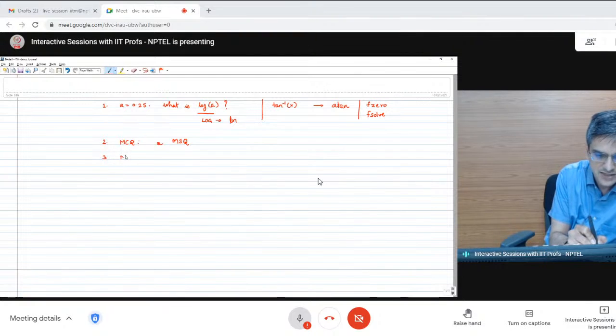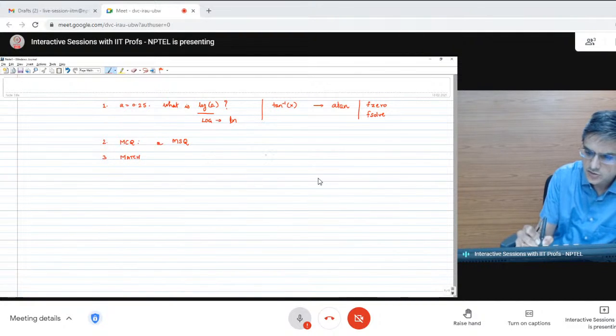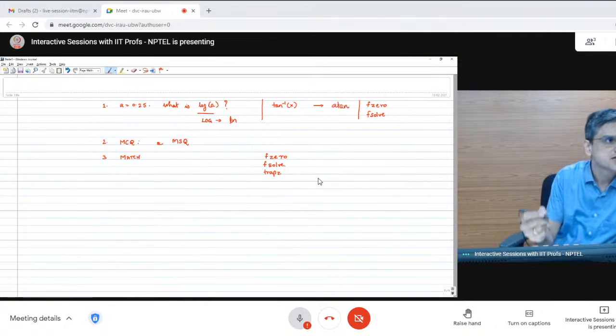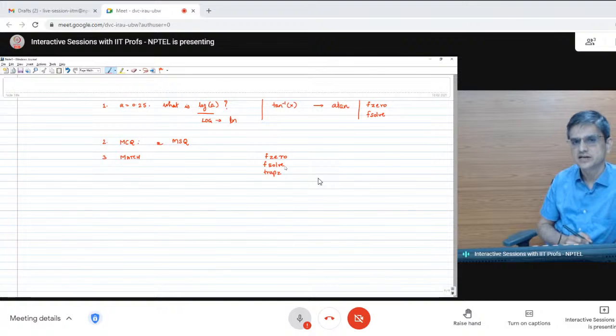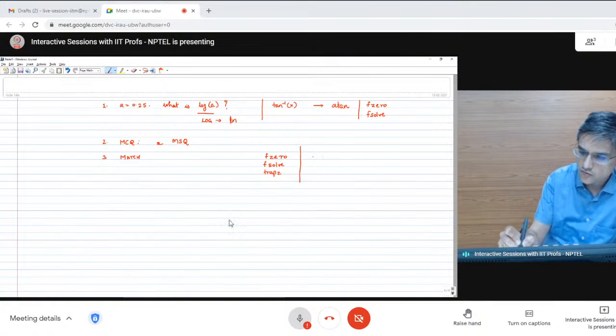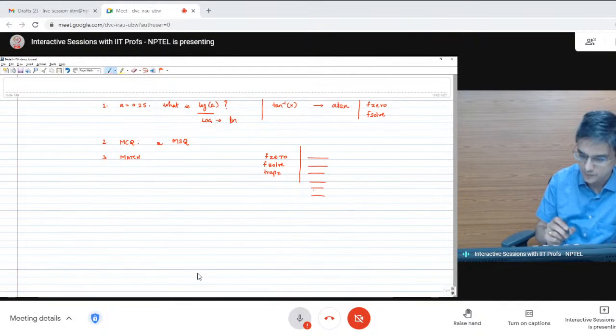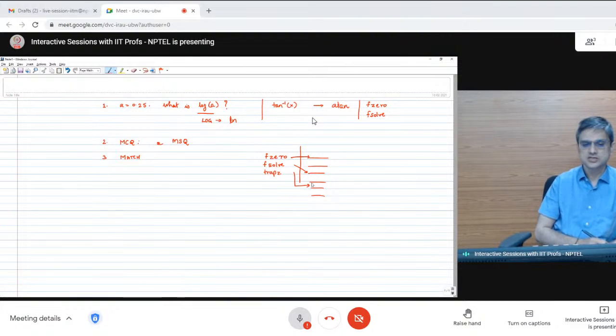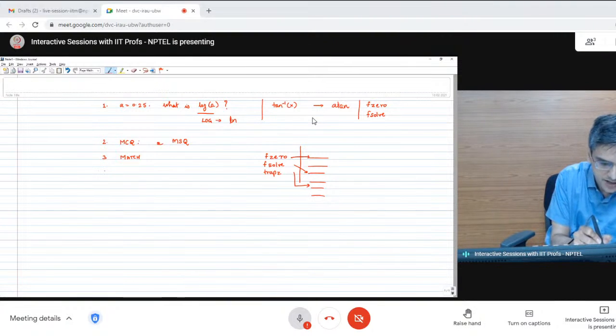The third one is going to be match the following. On the left hand side, I will give names of MATLAB commands, for example, fzero, fsolve, trapz. What else have you seen so far? Let's say these are the three. And on the right hand side, I'll give you what they are used for, 1, 2, 3, 4, 5, 6, let's say. So you have to match them. fzero can be used for this, fsolve can be used for this, trapz can be used for this. So this is the other type of question that I would have.